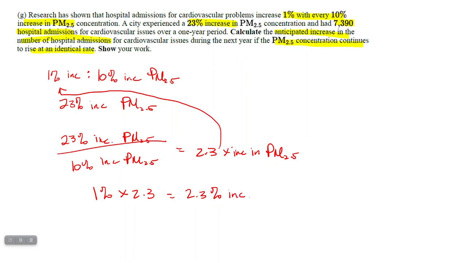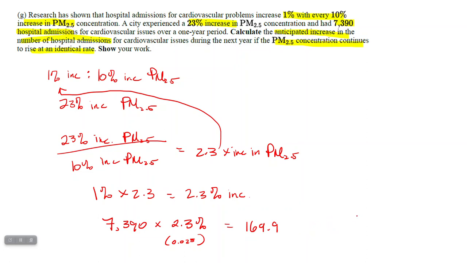All right, so to find my 2.3%, what I'm going to do is take the number I had of cardiovascular issues in the previous year, which was 7,390, and multiply it by 2.3%. Again, remember, in your calculator, that'll be times 0.023. And when you do that, you basically get like 169.9.